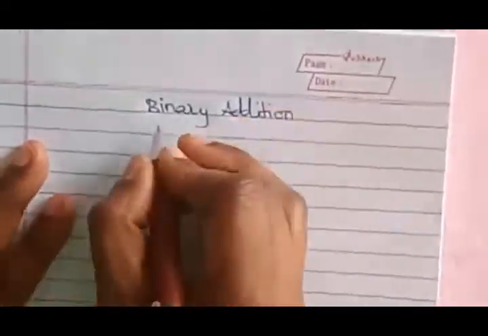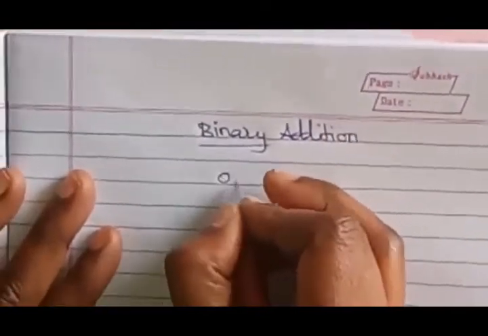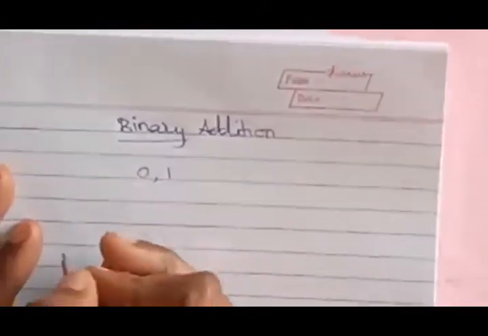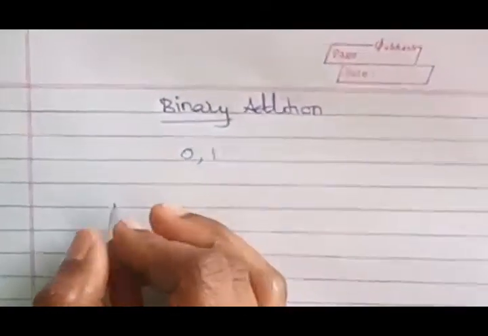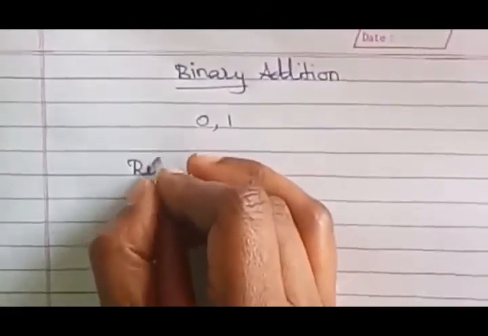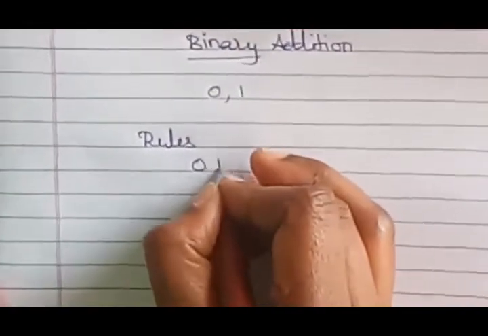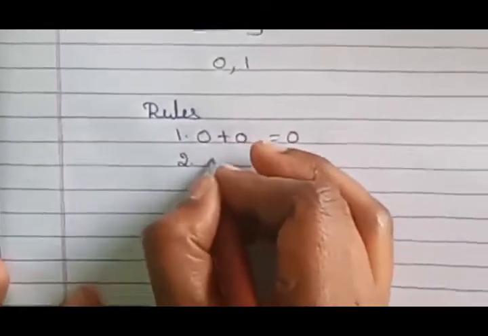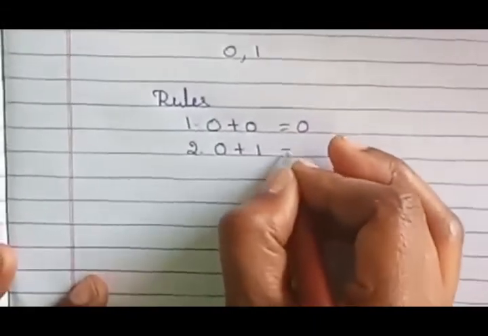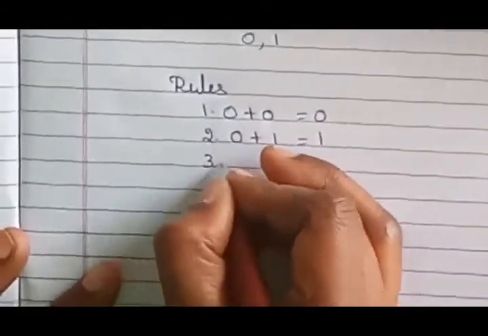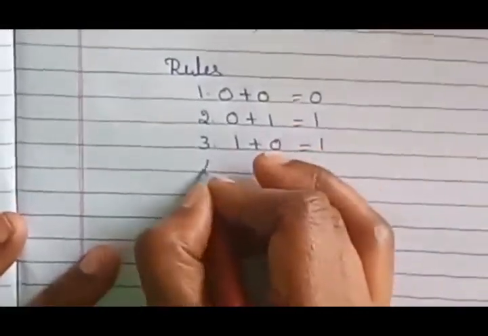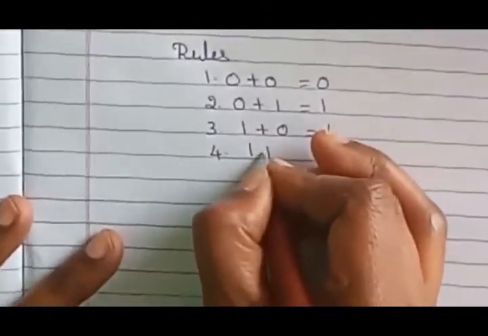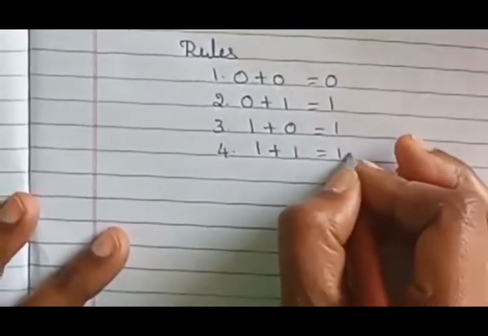What is a binary number? We already know that 0 and 1 are the only binary digits. So now we have to see how to add binary numbers. First we have to remember the four rules. 0 plus 0 equals 0, the second is 0 plus 1 equals 1, the third rule is 1 plus 0 equals 1, and the fourth rule is 1 plus 1 equals 10.